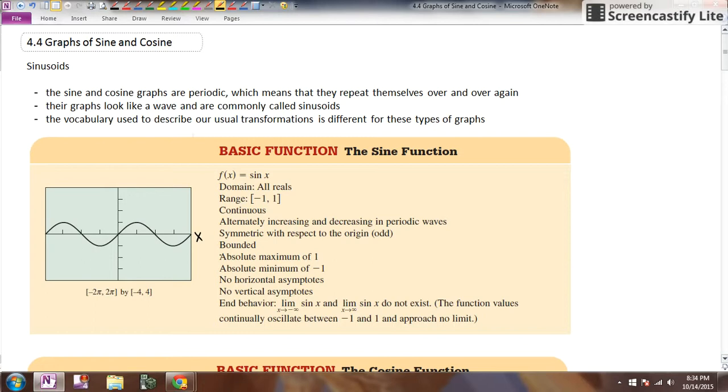And you might notice that the y values, when you take sines, they actually never get bigger than 1. They never get smaller than -1. So they hang between -1 and 1, and that's why their range is between -1 and 1.